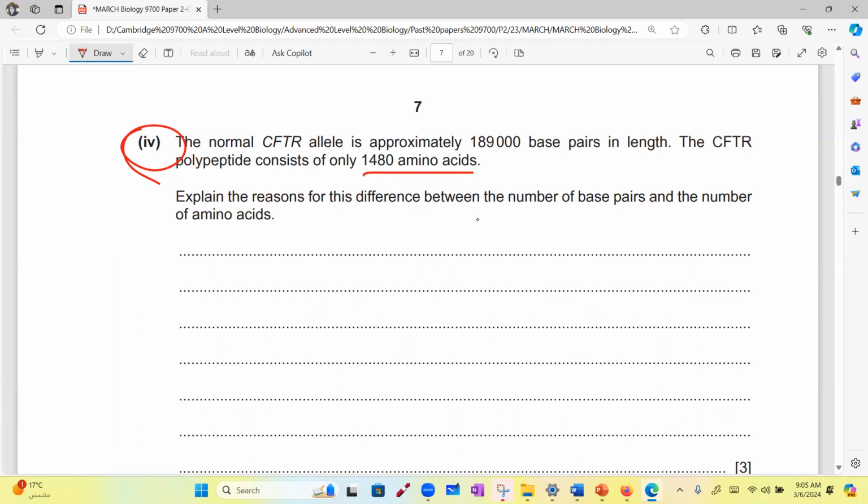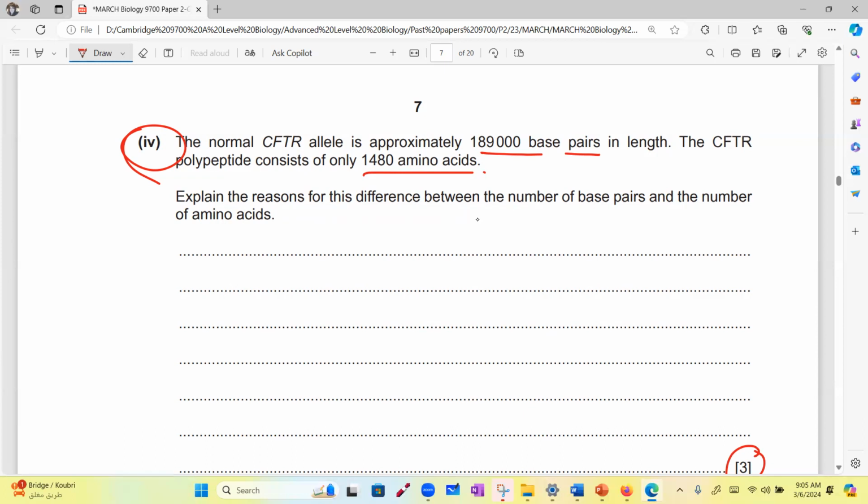So the normal allele is whatever base pairs in length. But the final protein is only 1,480 amino acids. So I have so many base pairs compared to the amino acids. Why? And I want 3 reasons. You already gave me 2 reasons. Hedy gave them to me. Okay, very good. So you gave me 3 actually, thinking together.